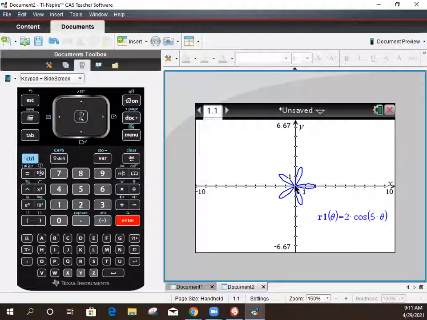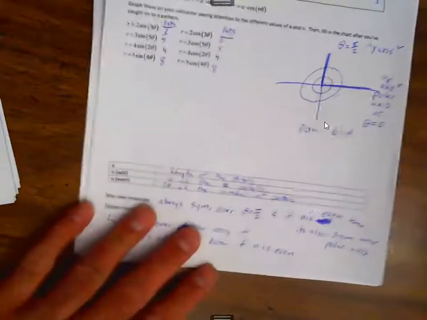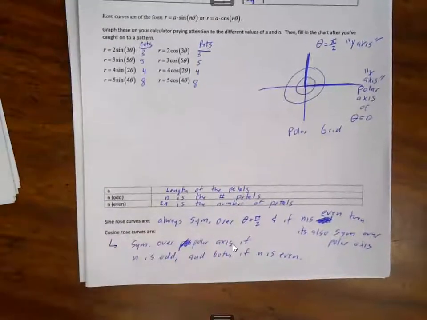Right? So again, you're not going to graph these simply based off these rules, but if you have these rules and you can use your notes, then you can check if you're doing it right. And you can also check if you just use the graphing calculator too.